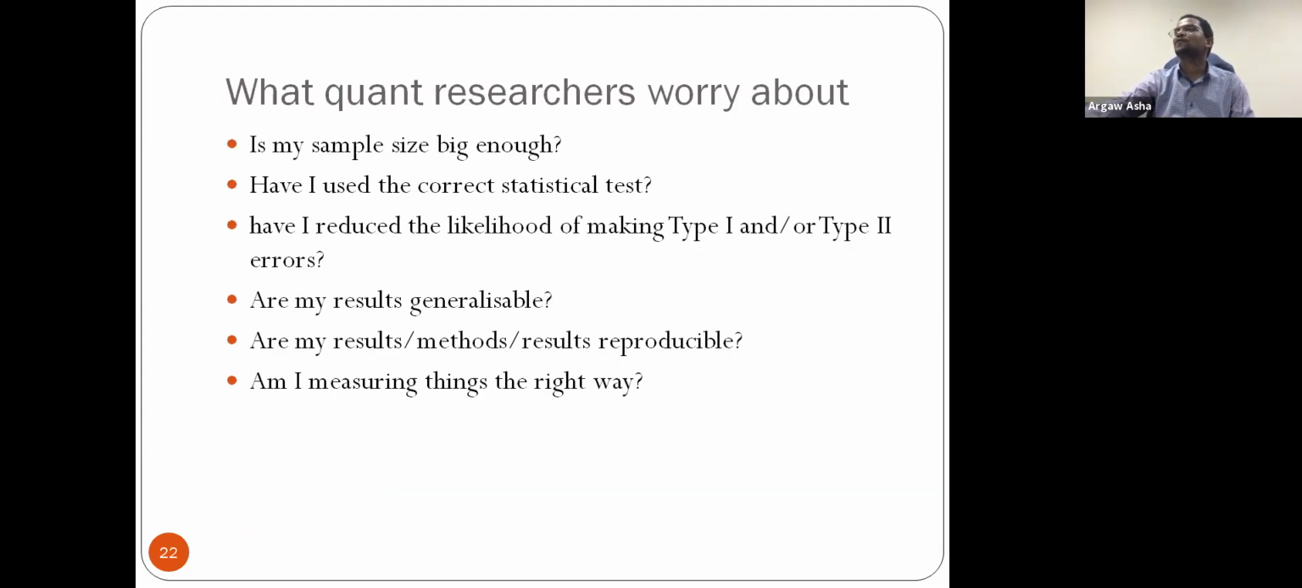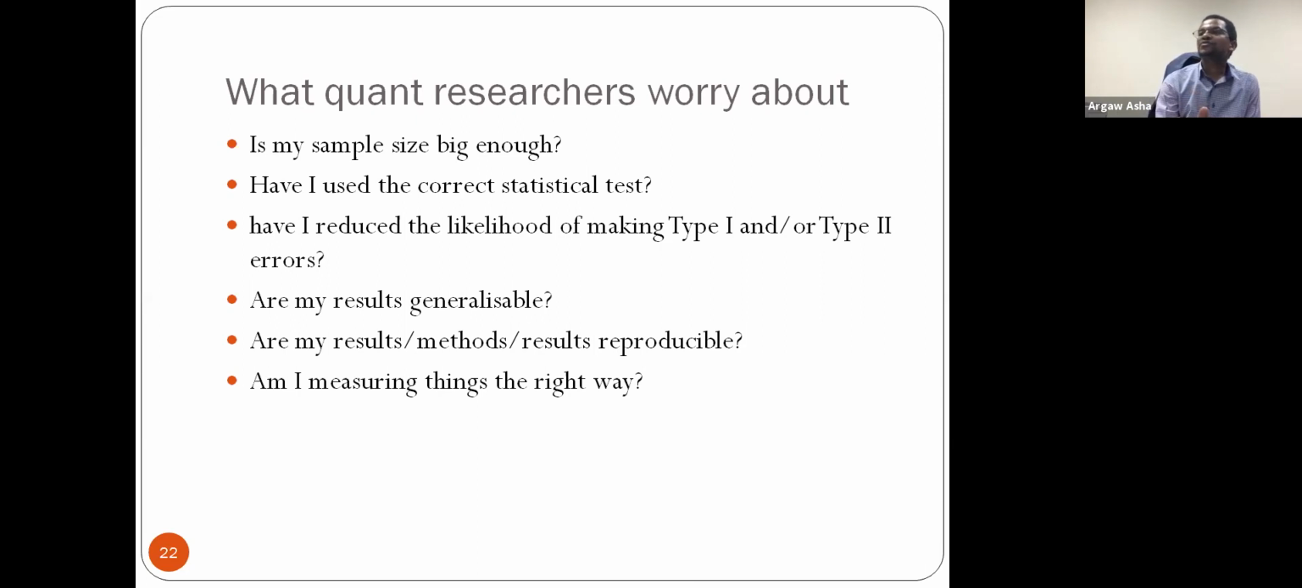So in this case, as a researcher, you should focus on some points. Is my sample big enough? Your sample should represent your research. And have I used the correct statistical test? Not only should the sample be big, but you should check your data, and your test should be correct.